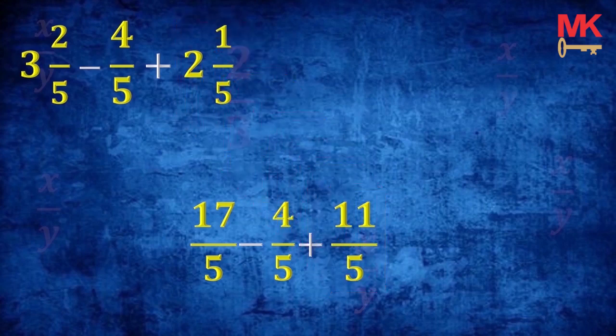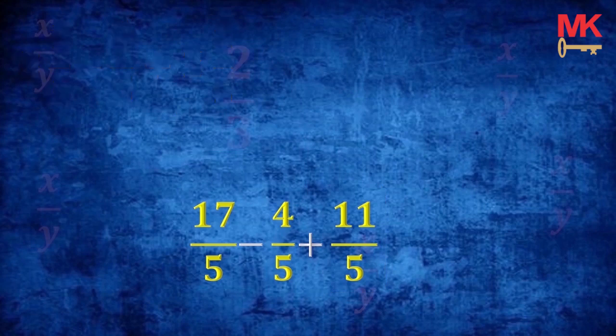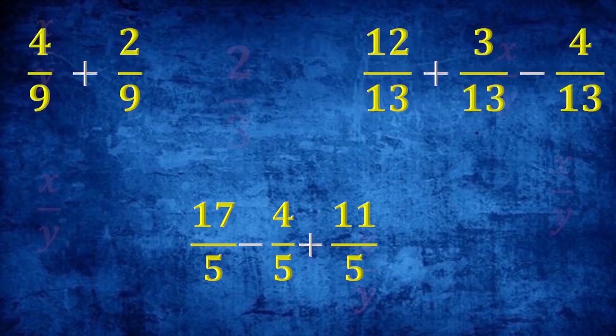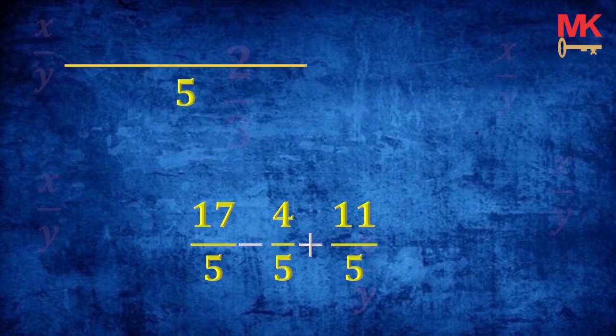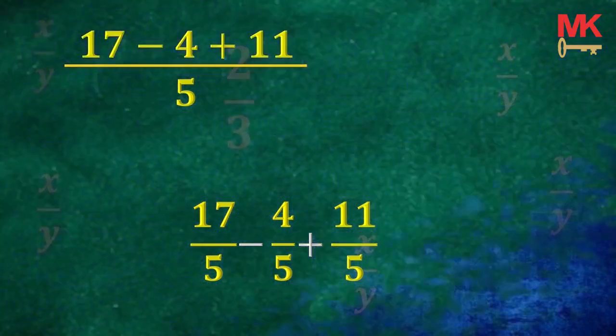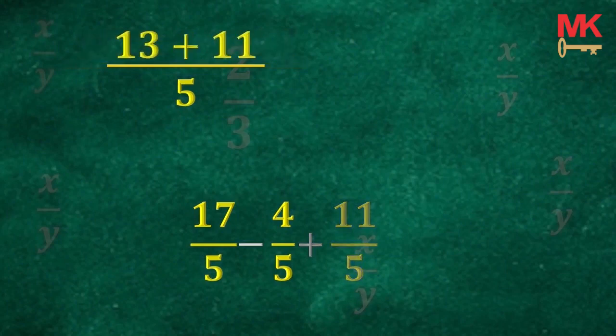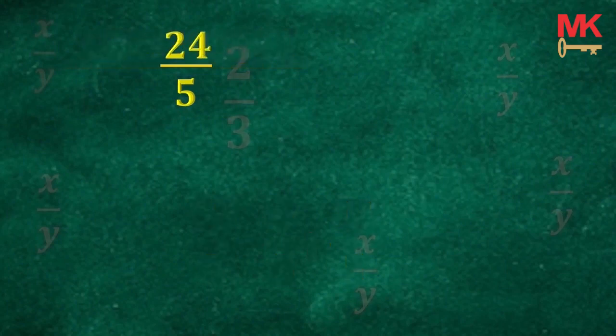Now, our new fraction becomes 17 over 5, take away 4 over 5, plus 11 over 5, which now looks like either our first example or the second, in the sense that each example has the same denominators. Now, we bring out our line of division, pick one of the denominators, and then, of course, operate the numerators 17, 4, and 11 according to the operations. 17 take away 4, of course, is 13. Then 13 plus 11 is 24.